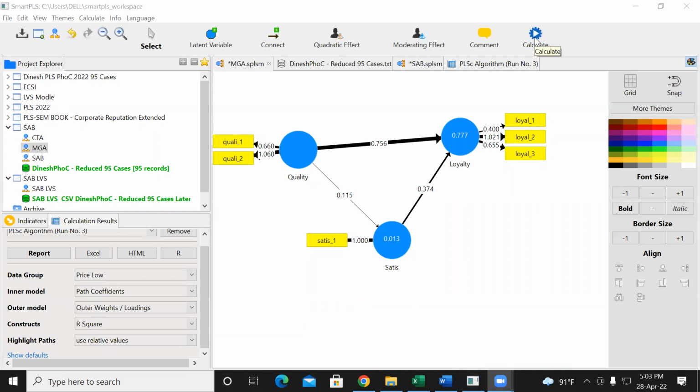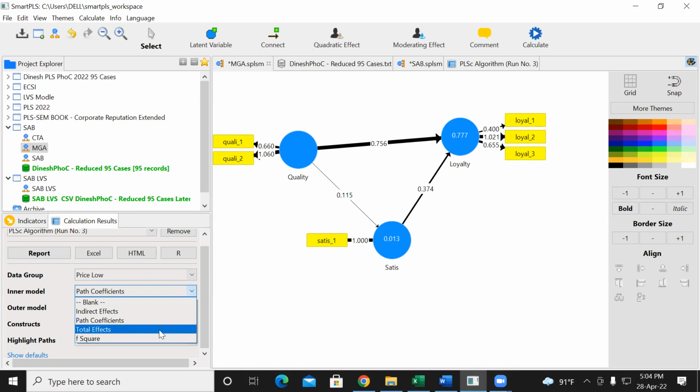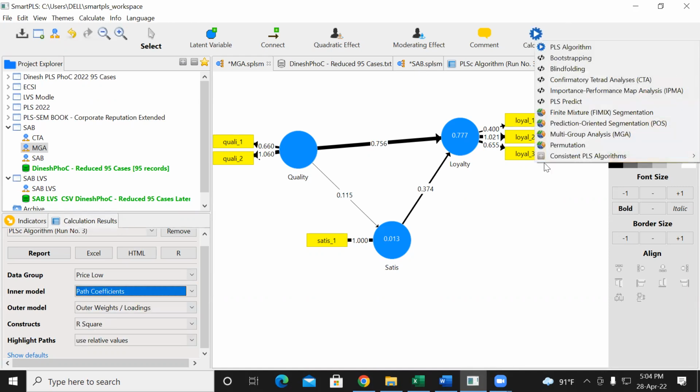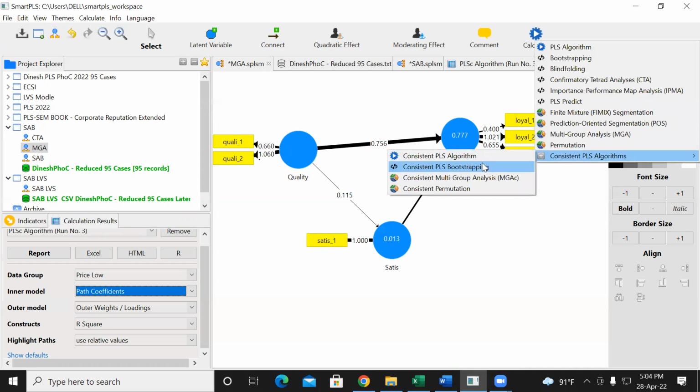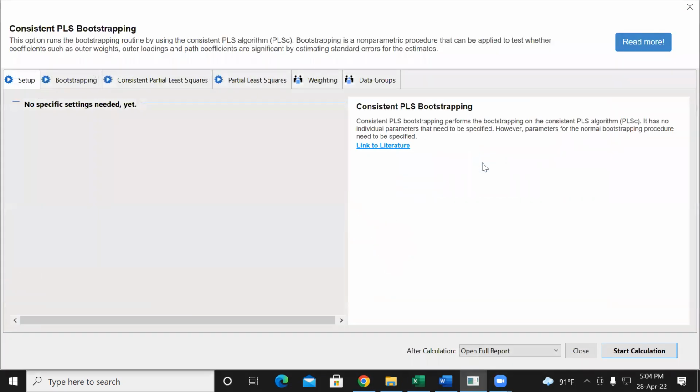Then I am trying to do the multi-group analysis. That's the most important part. Now it's a diagram only. You can have the inner model with the path values and p values. You can run even the bootstrapping here. That is also possible. All the normal things you can do with the groups.